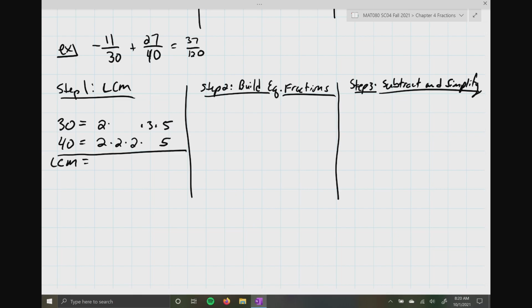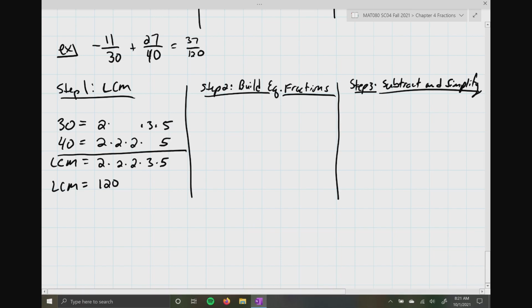Let's see. 2 times 3 is 6 times 5 is 30. Check. 40, that's 8 times 5, and that's 40. So I think my prime factorizations are good. So my LCM, I'm just going to drop everything straight down: a 2, a 2, a 2, a 3, and a 5. So my LCM is going to be 8 times 15, 120.